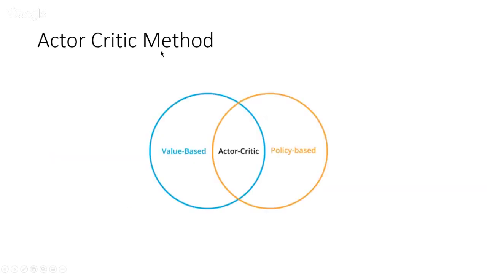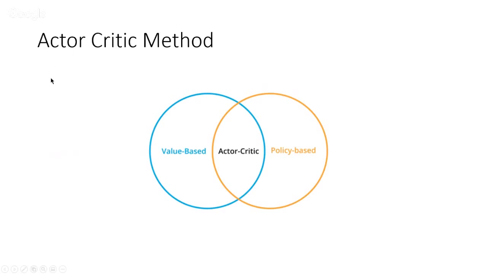So actor critic method is basically an intersection of value based methods and policy based methods. Actor critic, so these are two networks. One is called an actor, another is called critic. They are not identical networks. In the DQN algorithm they were identical, but in this case they might not necessarily be identical networks.